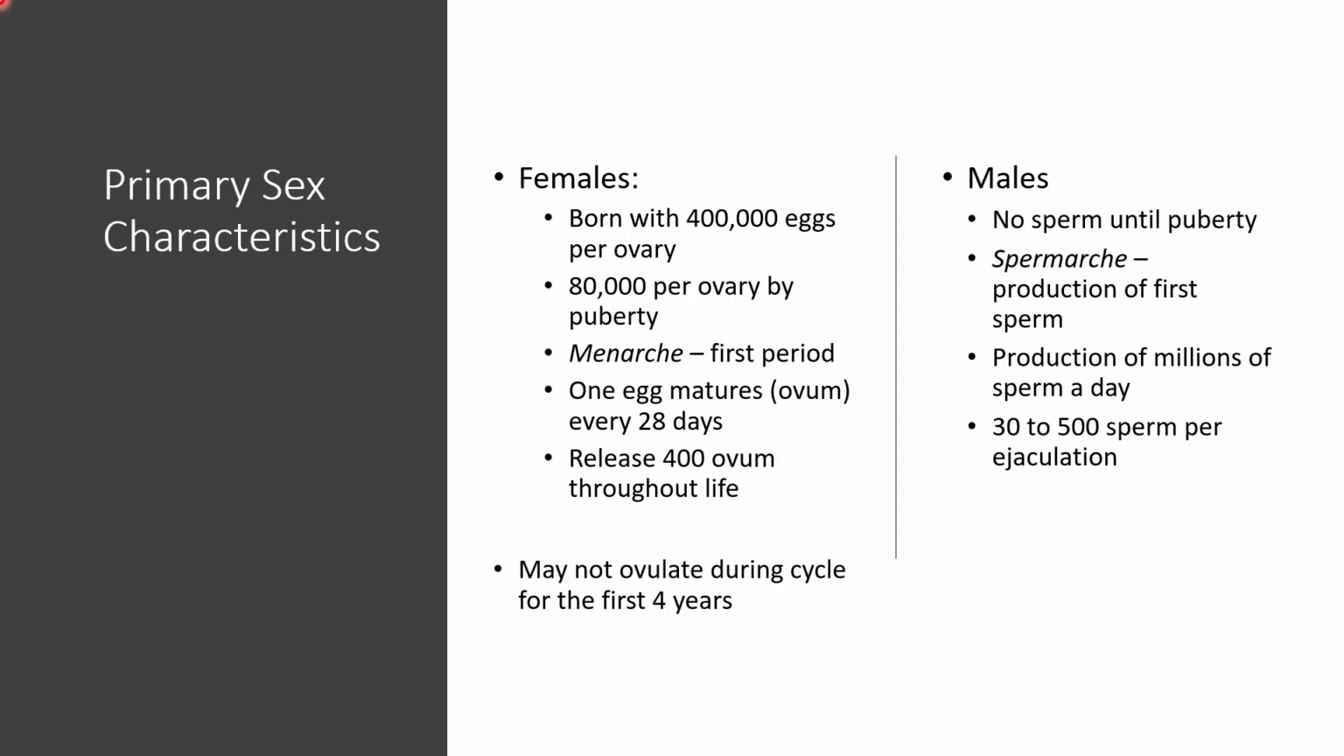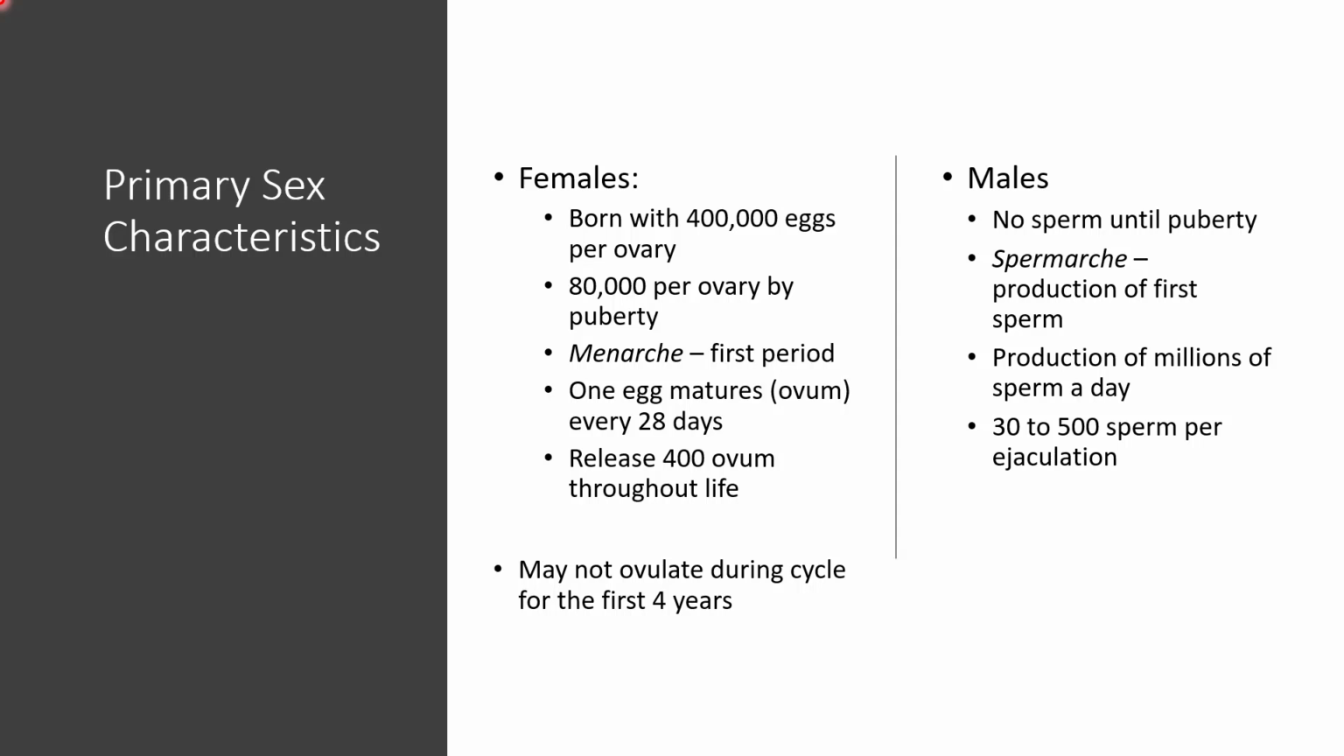You can see how quickly the number of eggs a female has decreases over the lifespan, and how difficult it might be for some women to become pregnant because of that. I also want to point out that just because a woman has reached menarche does not mean that ovulation has begun. For a lot of women, that doesn't start until roughly the second year after menarche, and it can take up to 4 years for a female to what we call ovulate consistently throughout her cycle.